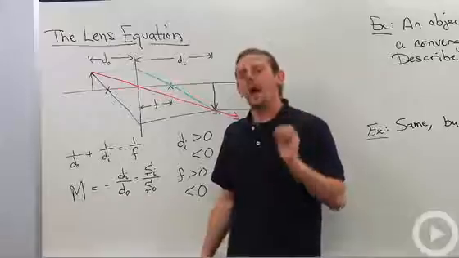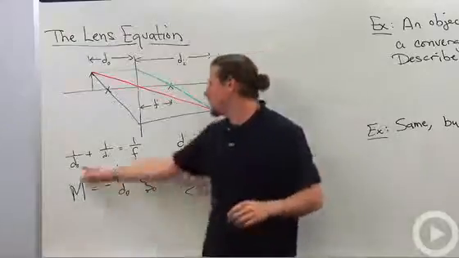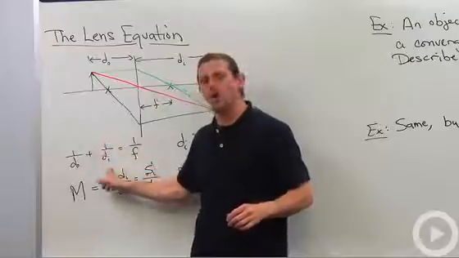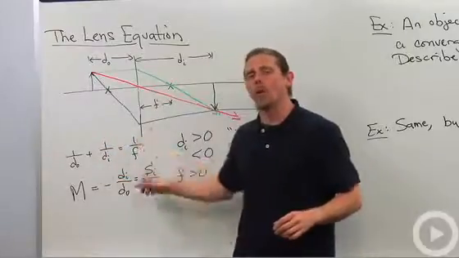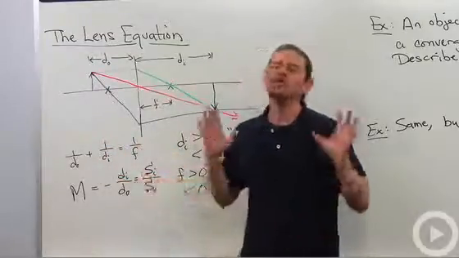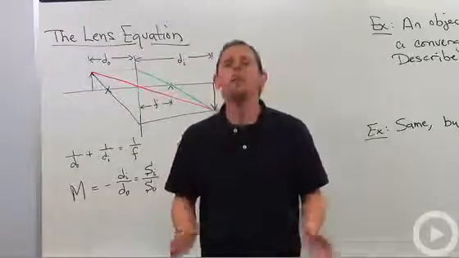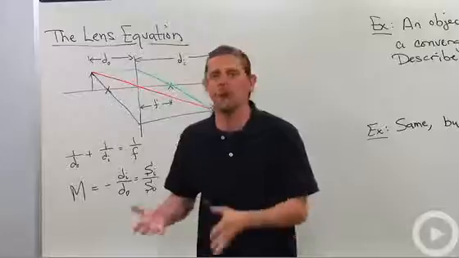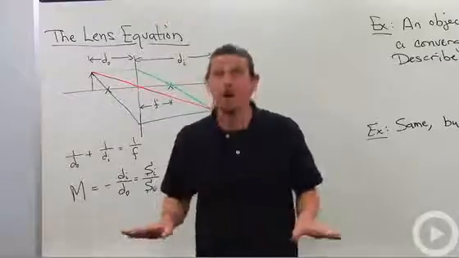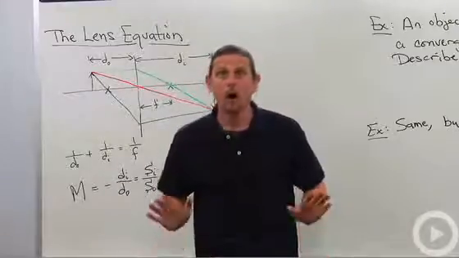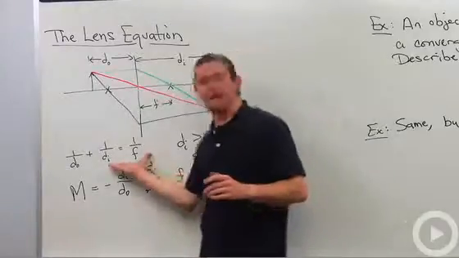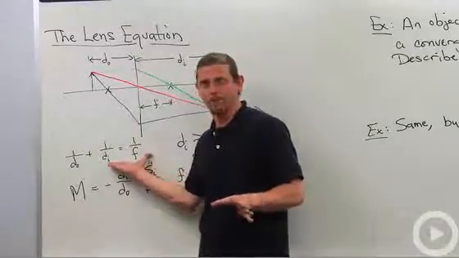Now, the lens equation says that if you do 1 over DO plus 1 over DI, you get 1 over F. You have to be very careful with this equation because it really means 1 over. You can't do DI plus DO equals F because it doesn't. Okay, that's never true. All right, so you need to be careful with that. But once you are, it's not that difficult to use this equation.